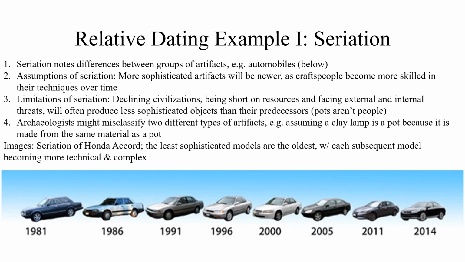And again, the image on this slide is a diagram showing seriation with the Honda Accord automobile. The least sophisticated, boxiest, simplest example of a Honda Accord is the oldest from 1981. And the most sophisticated, most rounded, most curved model is from 2014. So in this case, if you didn't have these dates here, you could use seriation to reason that this is the oldest model and this is the newest model. But seriation has its limits, and that's why archaeologists use other relative and absolute dating methods when they're classifying artifacts.